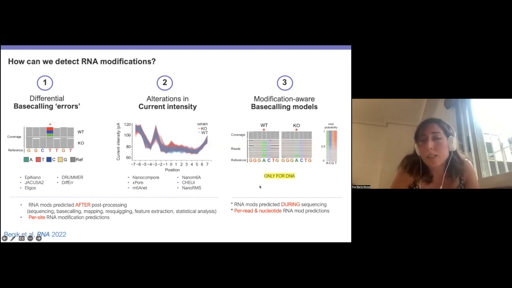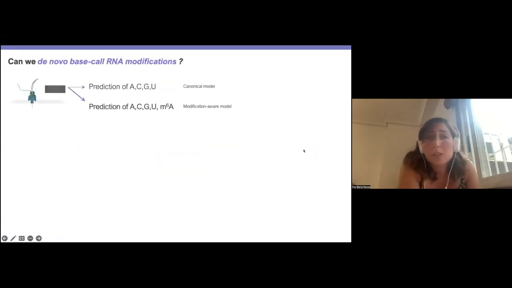However, unfortunately, this is only available for DNA modifications, and that has been released by Nanopore, but there's none for RNA. So what would we need to actually do this? Well, we would need to develop a modification-aware model. So instead of a model that predicts ACGU, a model that predicts ACGU and, for example, m6A.